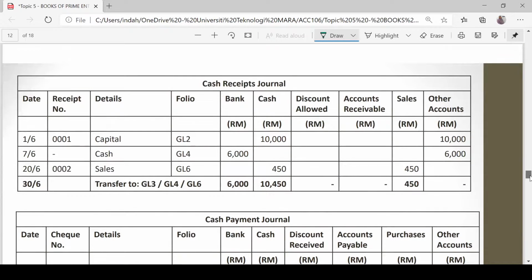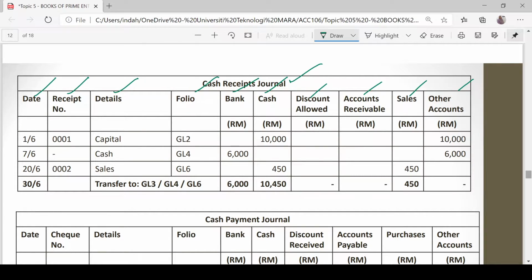Okay, so this is the cash receipt journal. The format has many columns. We have columns for the date, receipt number, details, folio, bank, and cash, because we have cash at bank and cash in hand. For cash at bank, we put the name as bank. Cash in hand is the cash account. Then we have columns for discount allowed, account receivable, sales, and other account.